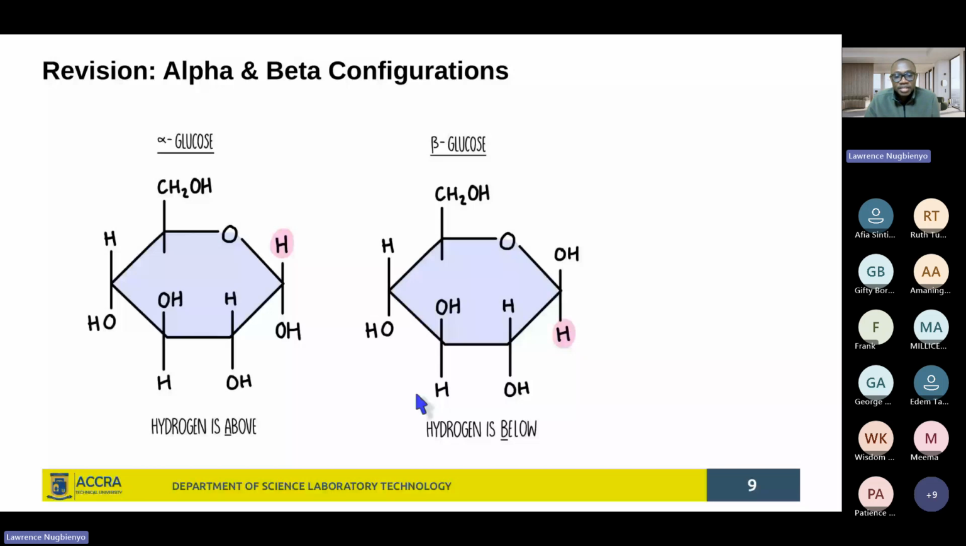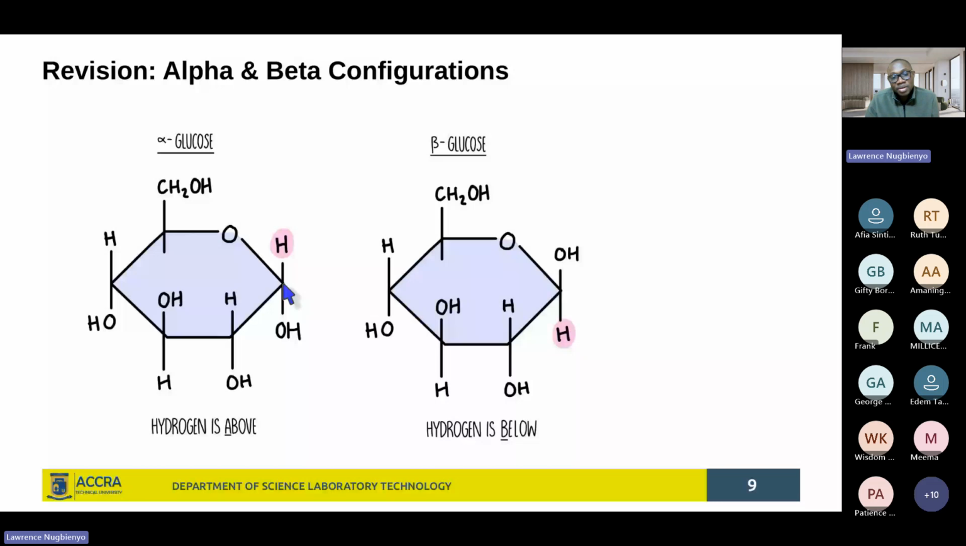Now, before we move to the next, you should also quickly remind yourself of first year biochemistry of the alpha and beta configurations of monosaccharides. Remember when we're looking at the cyclic structures of monosaccharides, the Haworth perspective formulas. And we talk about the fact that the first carbon, number 1, in the cyclic structures of the monosaccharides is what we refer to as the anomeric carbon.